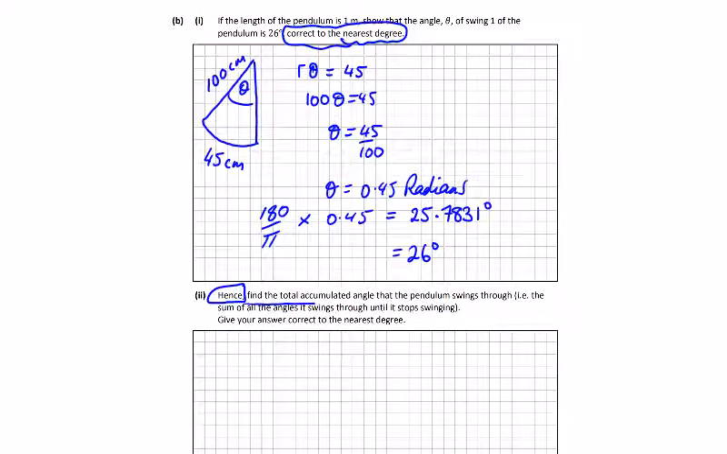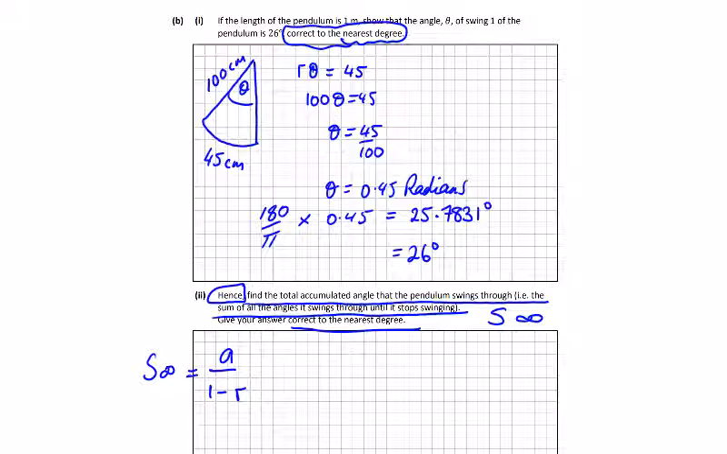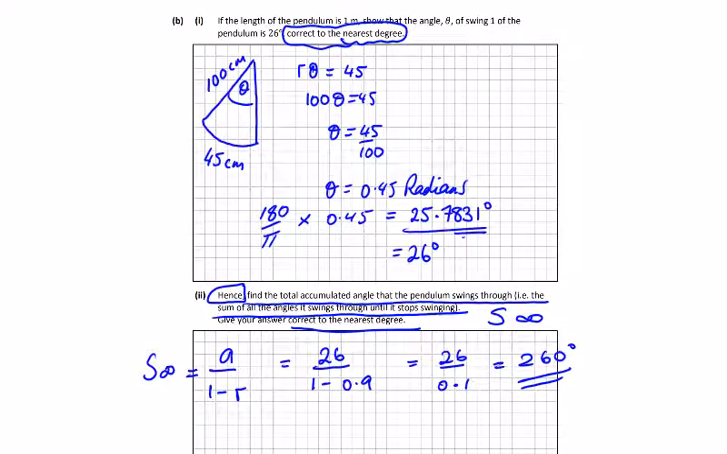Find the total accumulated angle that the pendulum swings through, the sum of all the angles it swings through until it stops swinging. Well, that's to infinity. That's the sum to infinity, to the nearest degree. Sum to infinity is a over 1 minus r. So a in this case, if we take the 26 from above, and the ratio is still 0.9, we get 26 divided by 0.1, which is just 26 by 10, which is 260 degrees. The first time I did this question, I used the other one. The end answers end up pretty much the same, so you can follow through with either of these and you will be given full marks in the exam.